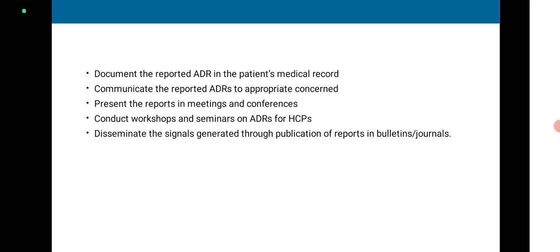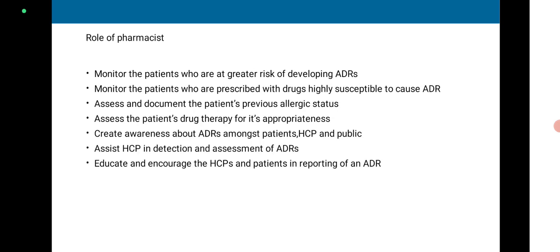Now, what is the role of the pharmacist in identifying and reporting ADRs? Monitor patients who are at greater risk of developing ADRs. Monitor patients who are prescribed drugs highly susceptible to cause ADRs. Assess and document the patient's previous allergic status. Assess the patient's drug therapy for its appropriateness. Create awareness about ADRs among patients, healthcare professionals and the public. Assist healthcare professionals in detection and assessment of ADRs. Educate and encourage healthcare professionals and patients to report ADRs.